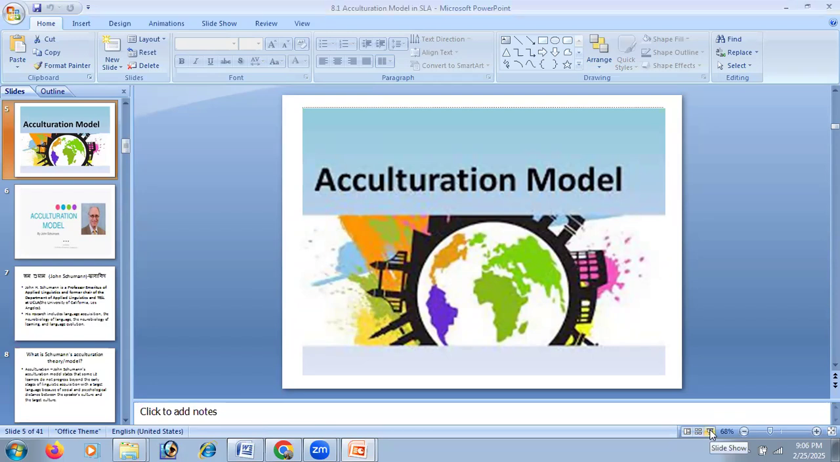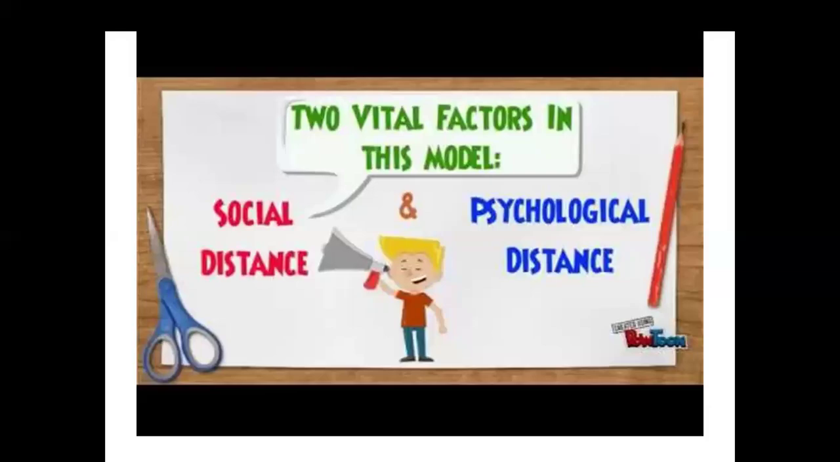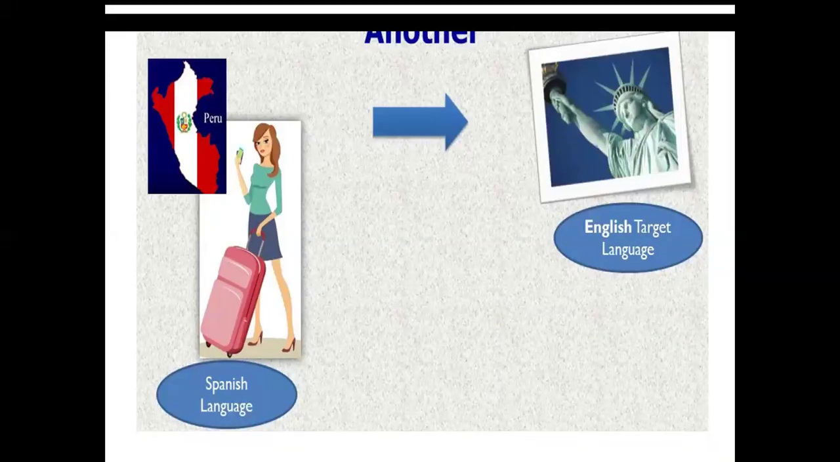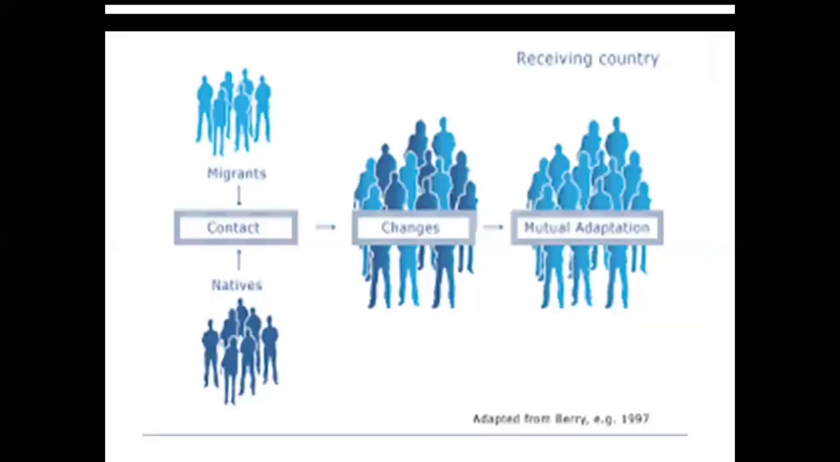Acculturation model in second language acquisition, or acculturation in second language study. We have seen that for many reasons, people from one country visit another country. When a person leaves his or her country, he will come in contact with the people of another country, different in language and different in culture. That is called cultural coexistence.